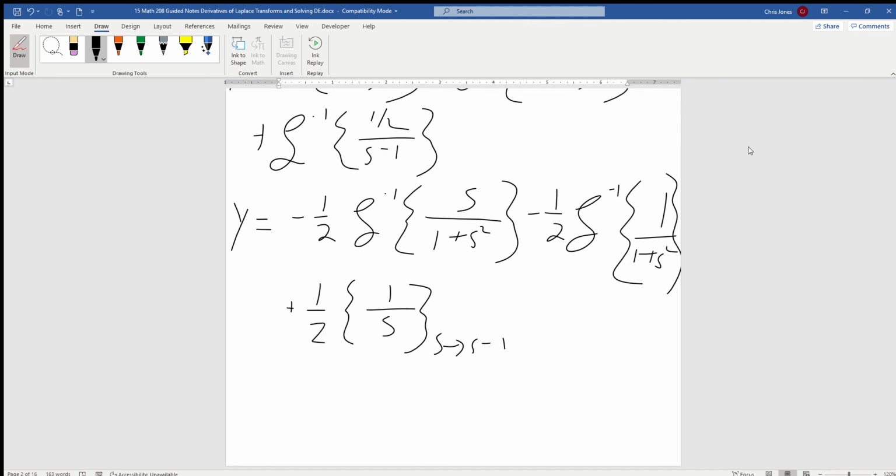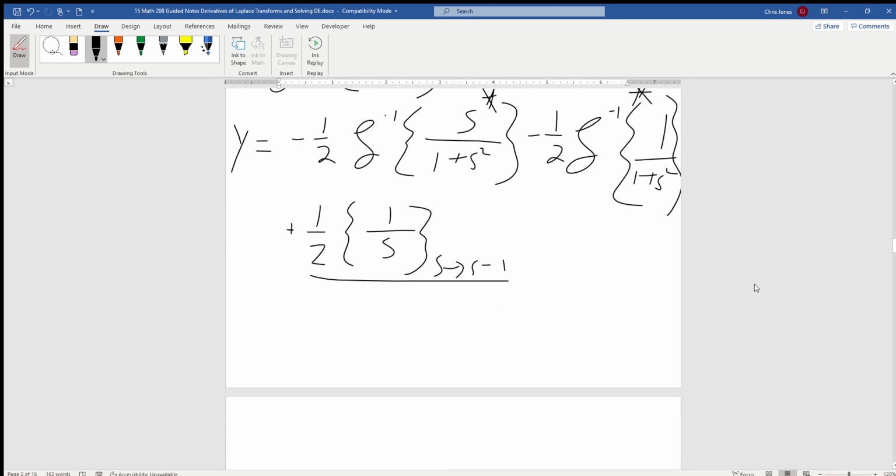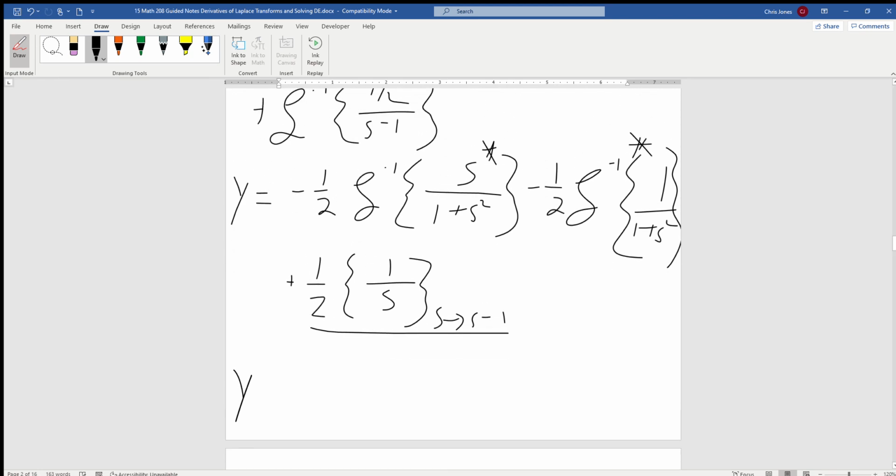The good news is the first two of these inverse Laplaces are strictly right from the table. We don't have to do anything from that. And also the good news is that this last one is one that we just saw in the previous example. So for our final answer for this, our y is going to be equal to minus 1/2 times the cosine of t, minus 1/2, the next one is going to be the sine of t. So go into your table, verify this for yourself if you don't believe me.